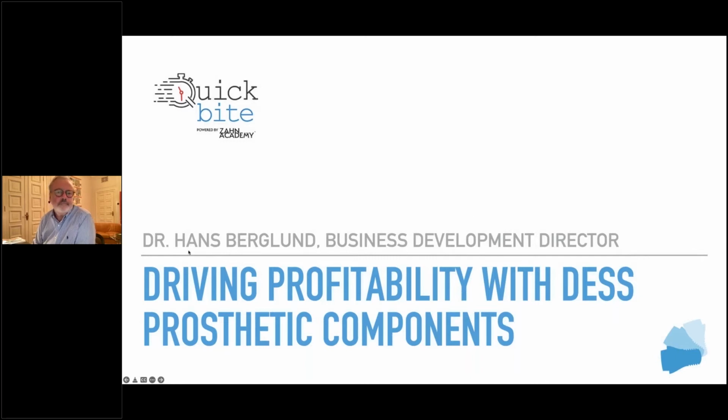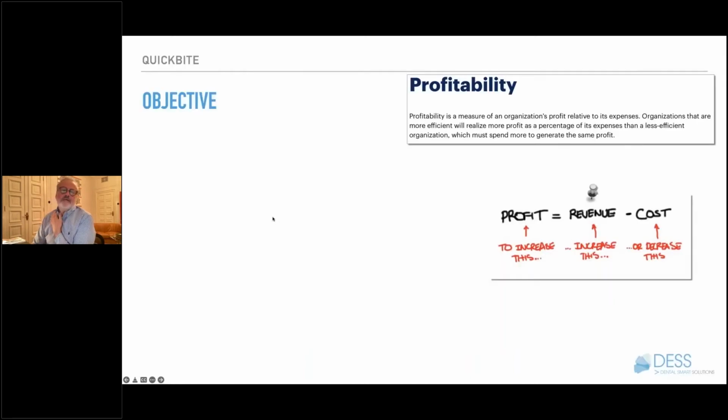So let's see here, get the technique to work. Profitability is, or profit rather, there's a difference between profit and profitability. Profit is of course whatever is left when you have deducted all of your costs from your income. And profitability is more a measure of the effectiveness in the processes and cost control and so on in your laboratory. And those, the revenue side and the cost side, is something I will focus on during this particular presentation.